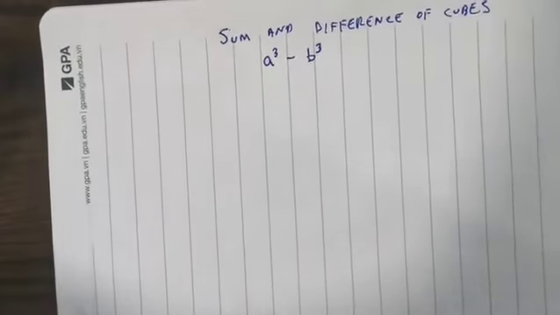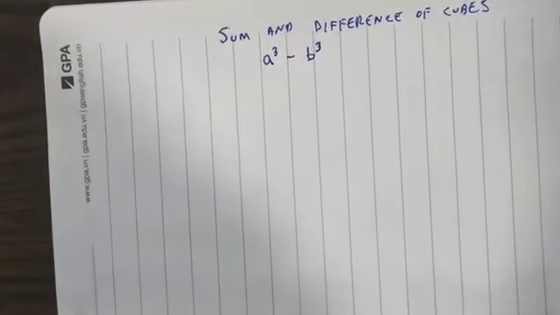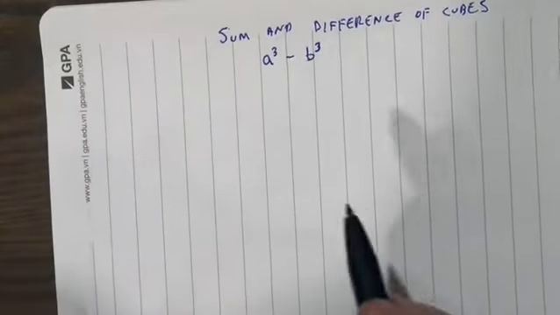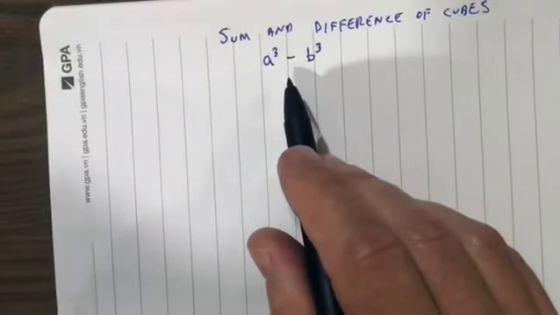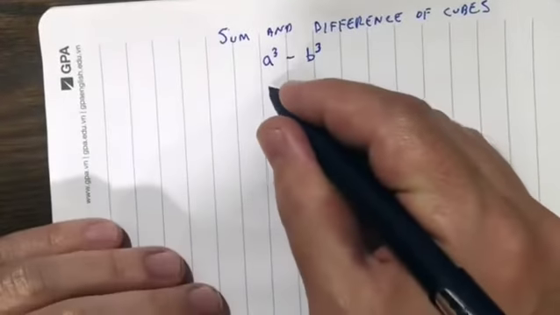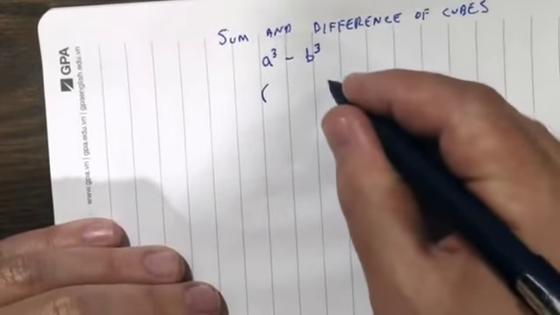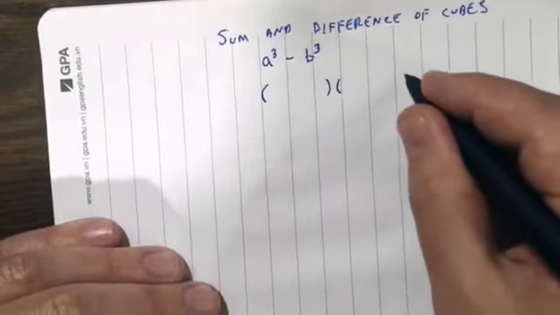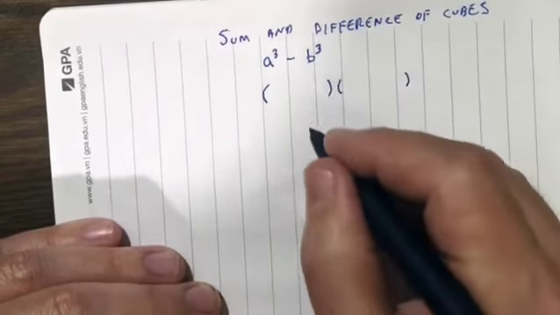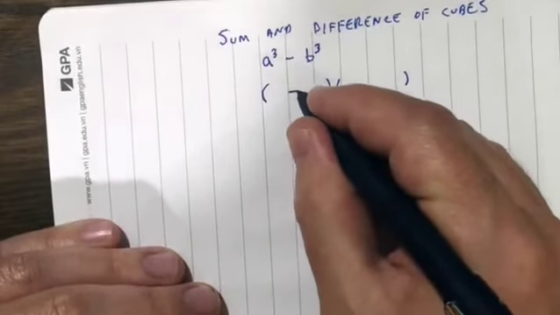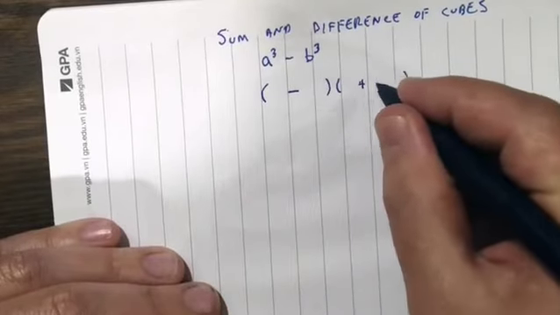For the sum and difference of cubes, I would just memorize the identity, is what I strongly recommend. And this is obviously a difference of cubes because there's a minus. And the identity for the difference of cubes is there's a minus here, two pluses here.